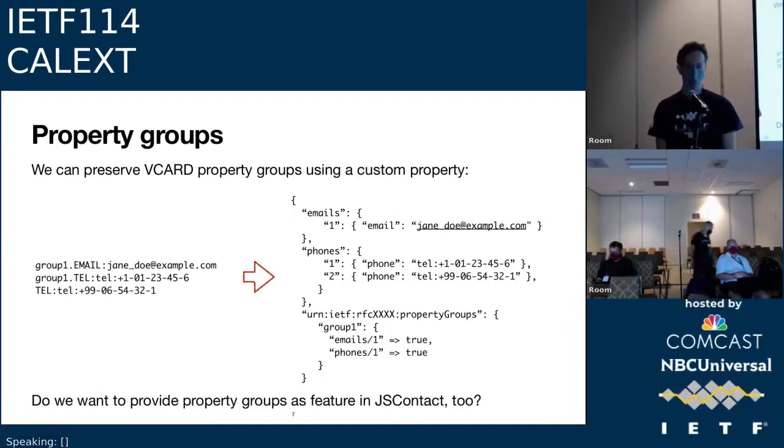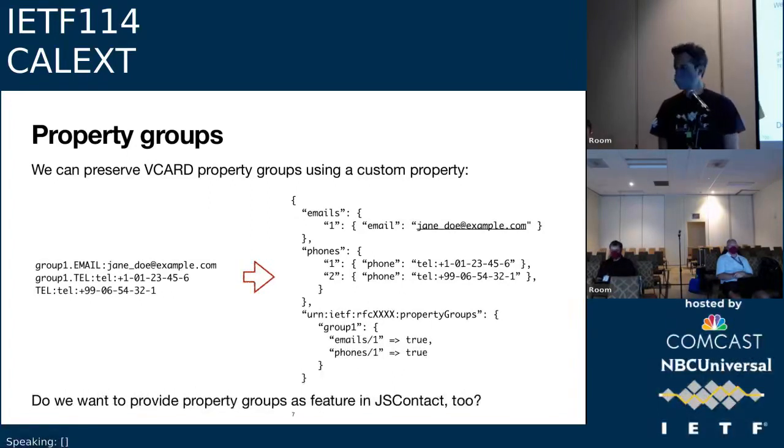Okay, thank you. As I said, I surely want to preserve them in the JS contact data so that we can map that cleanly back again to a vCard. But currently I do not see the need, or do not hear the need, that something like property groups should be a first-class feature in JS contact.